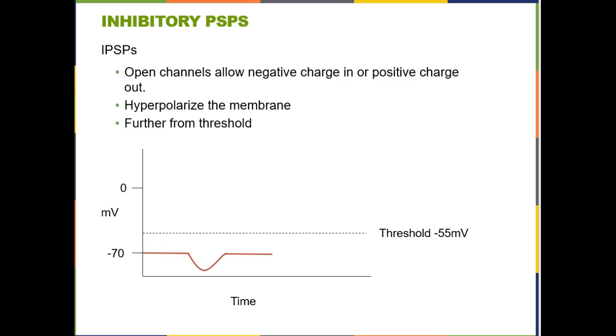Then you can get what is called an inhibitory postsynaptic potential, or IPSP. In this case, whatever ion channel is opening is causing a hyperpolarization of the membrane. So now the inside of the membrane is becoming even more negative. This means you are farther away from threshold than you were before. This is again referred to as an inhibitory postsynaptic potential.